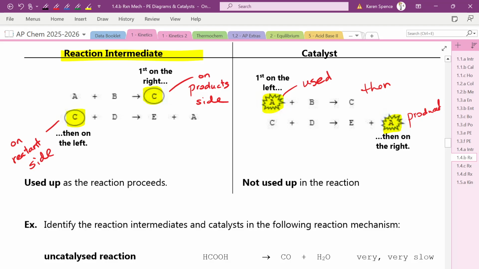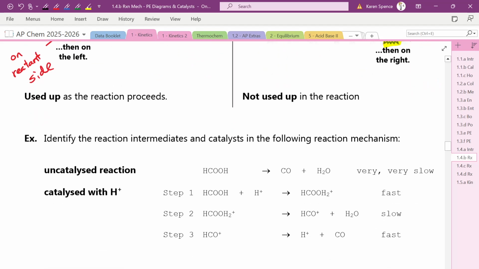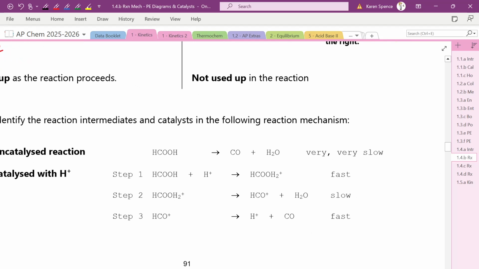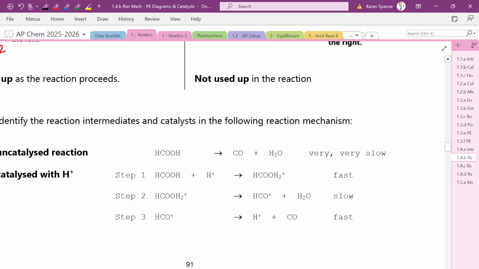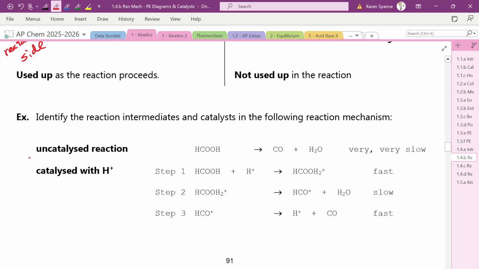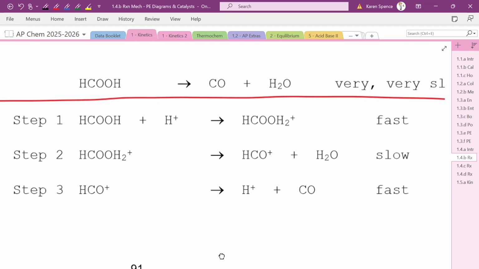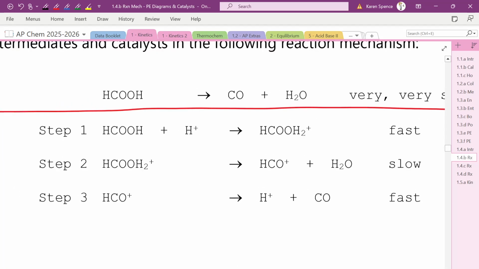And your job is going to be to identify the reaction intermediates and catalysts in the following reaction mechanism. So we have the uncatalyzed reaction. That's our overall reaction. Here's our mechanism. You might want to look at yours because I don't know that font shows up very well up there. Maybe it does. Maybe it's okay. So circle them, box them, put little clouds around them.